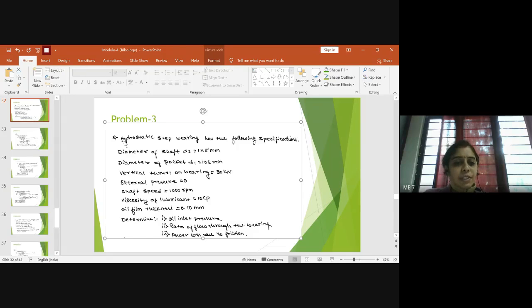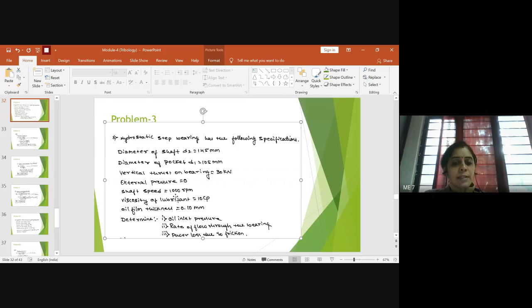This is the given question. It is again a hydrostatic step bearing with the following specifications. Diameter of the shaft is given as 145 mm, which is our D2. Diameter of the pocket is D1, which is 105 mm. Vertical thrust on the bearing is nothing but the load acting in the normal direction. It is 30 kilonewton. Here also the external pressure is assumed to be 0. And shaft speed is given as 1000 rpm. You need to divide that by 60 to get the value in terms of rps.